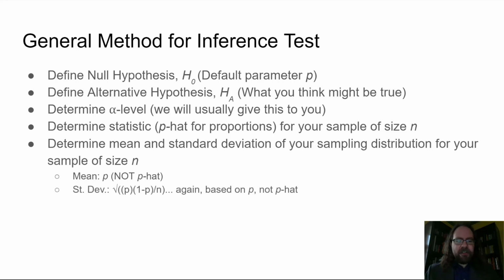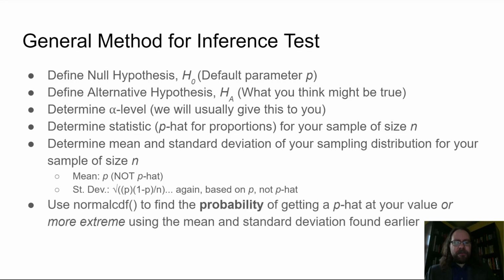The standard deviation of the sampling distribution, if you recall, is the square root of p times 1 minus p over n. Again, I'm going to say this once more. That's based on p, not p-hat. And I'm saying that because that's a common mistake here. We're basing it on what we're told the answer is, not what we got from our sample. From there, we use normalcdf to find the probability of getting a p-hat at this value or one more extreme, and through the examples you'll see what we mean by that, using the mean and standard deviation we just found.